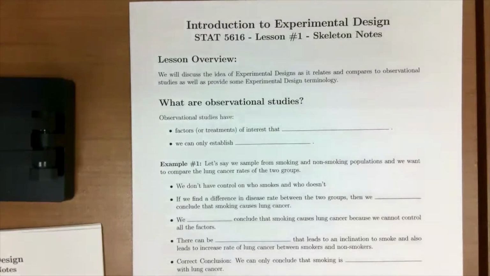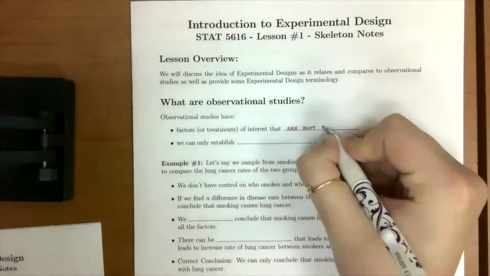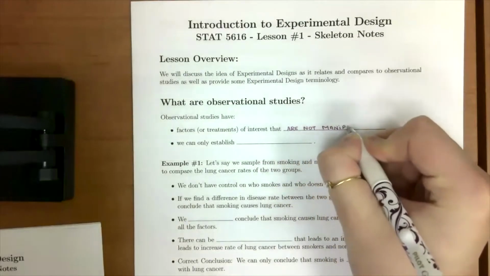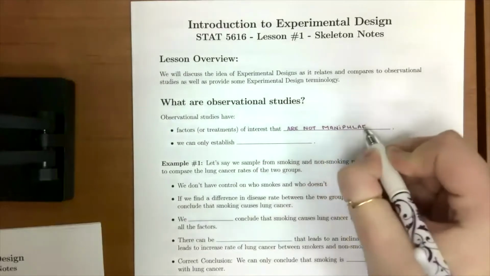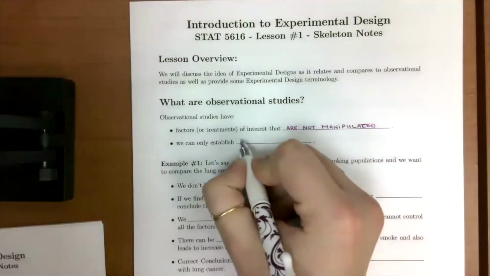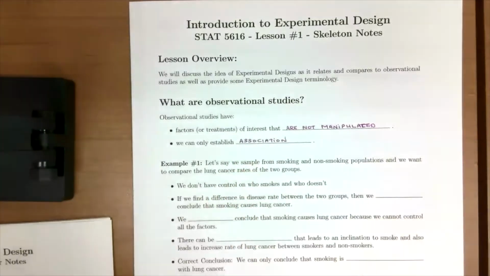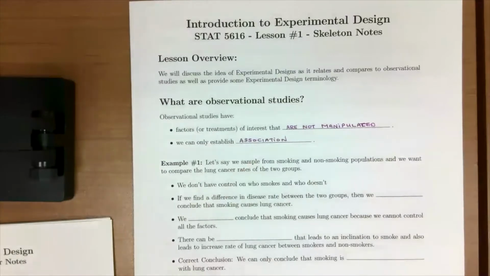So first, let's understand the definition of observational studies. Observational studies have factors or treatments of interest that are not manipulated. So this means that the experimenter isn't applying or changing aspects of the experiment. In these studies, we can only establish association. This means we cannot make causal statements.